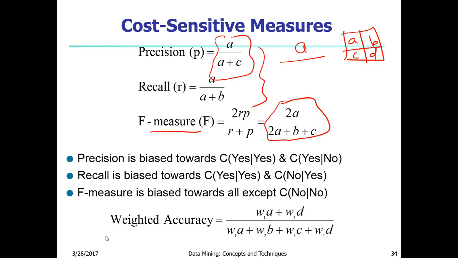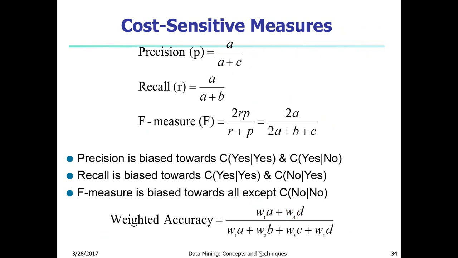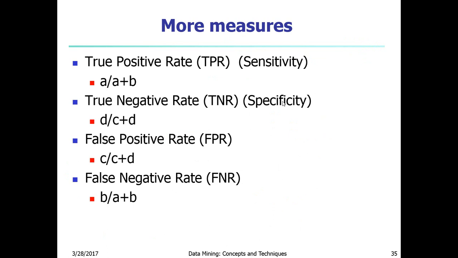Then we have weighted accuracy. I was talking about weighted accuracy because we have seen the problem with the simple accuracy, right? There are cases where you assign weights to different correct and incorrect predictions, and then calculate the weighted accuracy, pretty much the way you calculate the weighted mean. That's a better measure of evaluating a model than the simple accuracy formula.